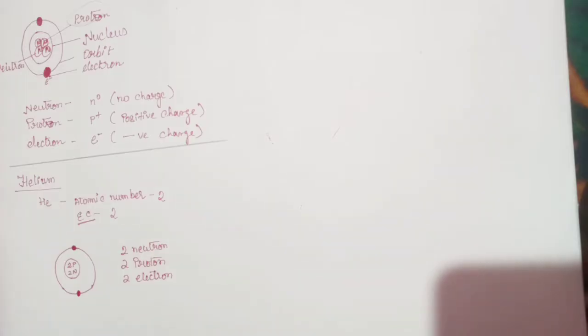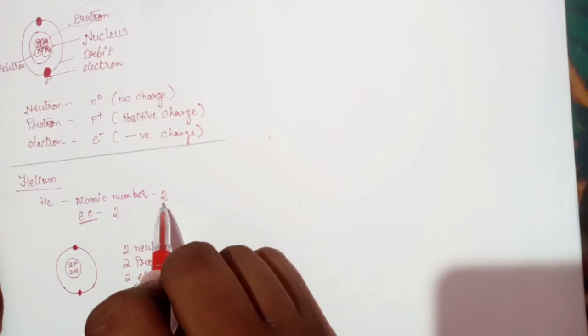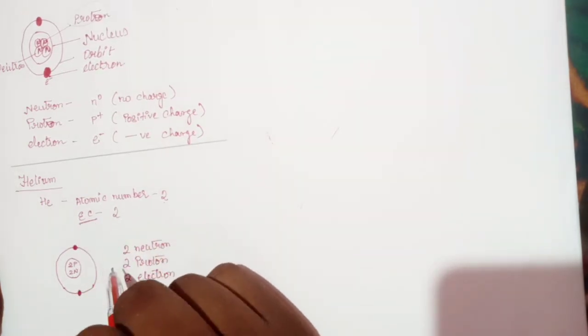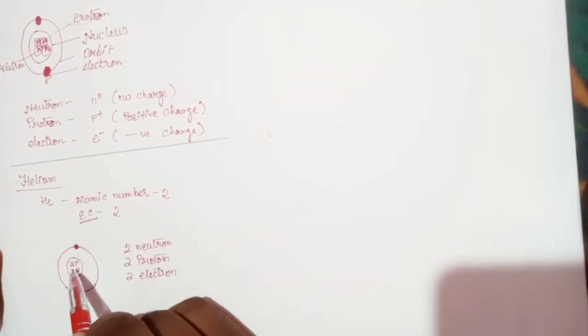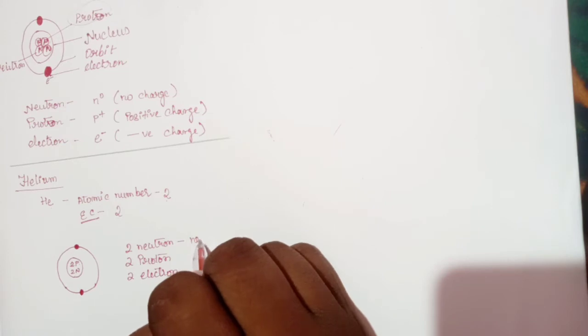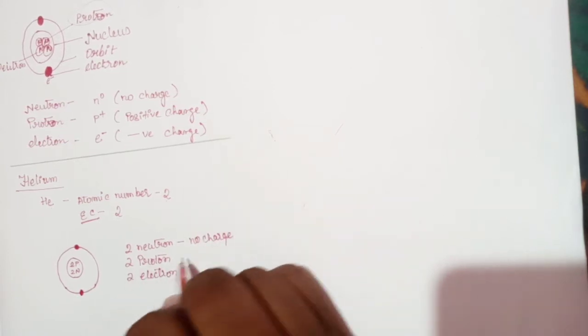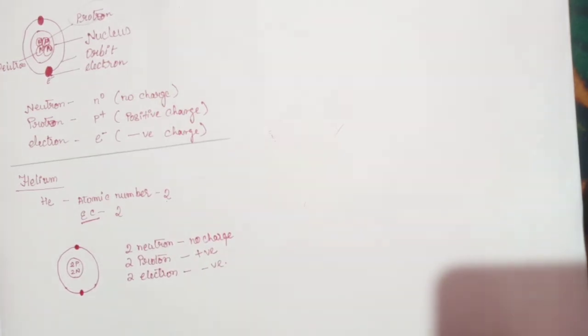Let's see some examples. The first example we have is helium. The chemical symbol of helium is He. The atomic number is 2 and the electronic configuration is 2. The diagram of the atom shows in the nucleus 2 protons, 2 neutrons, and 2 electrons in the orbit. So here we have 2 neutrons with no charge, 2 protons with positive charge, and 2 electrons with negative charge.